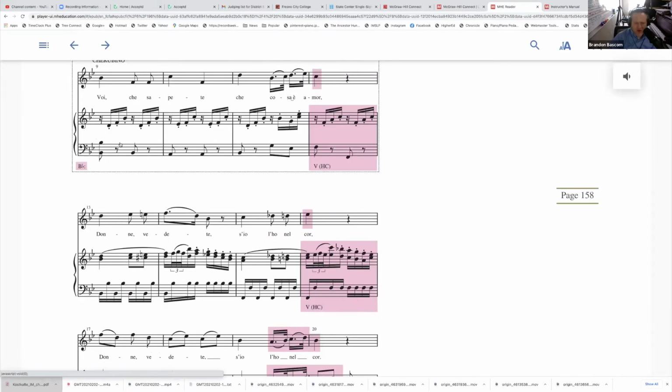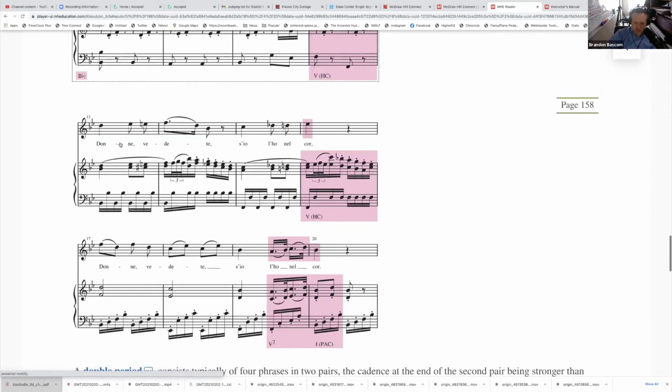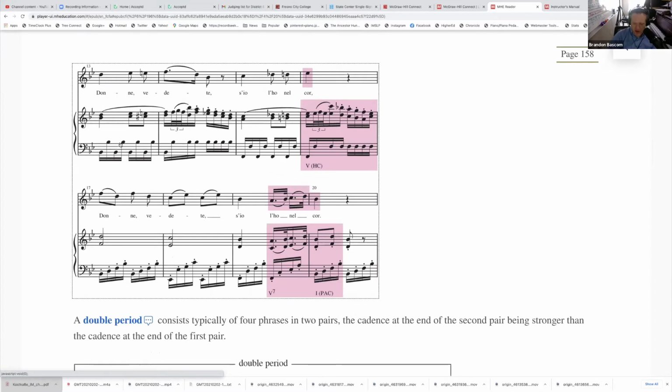So four measures, four measures, four measures. The first four and second four end with a half cadence, and then we get our PAC. Are we all right with that? Is that legal?